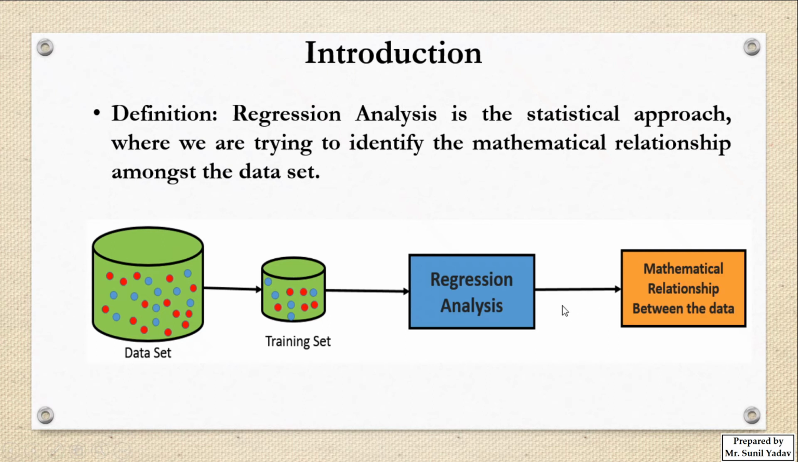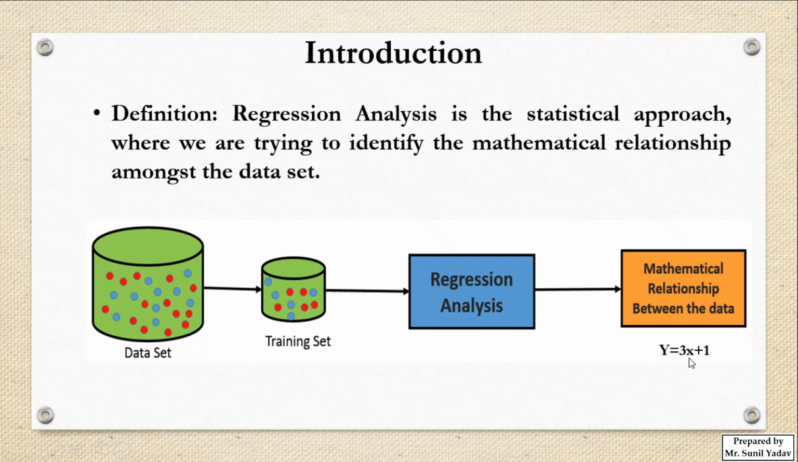Here we have taken two types of data, red color samples and blue color samples, so in the output we'll get the relationship between the red color samples and blue color samples. After doing the analysis, we may get some equation like y equal to 3x plus 1. This equation is nothing but a mathematical relationship amongst x and y. For the purpose of example, we can consider x as the blue color samples and y as the red color samples.